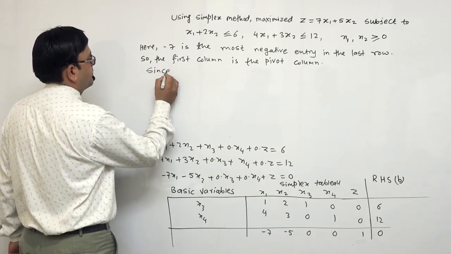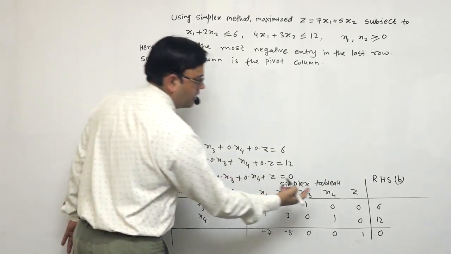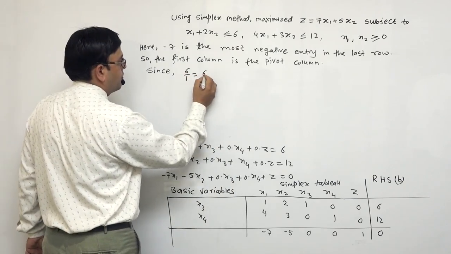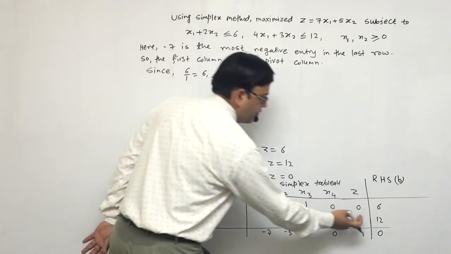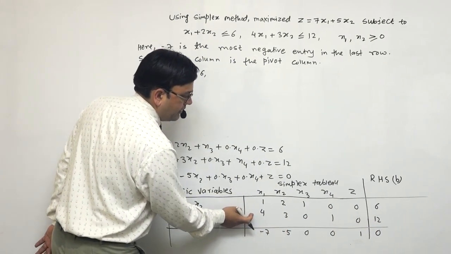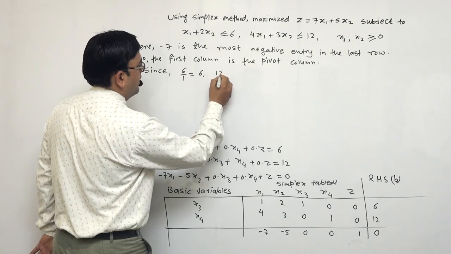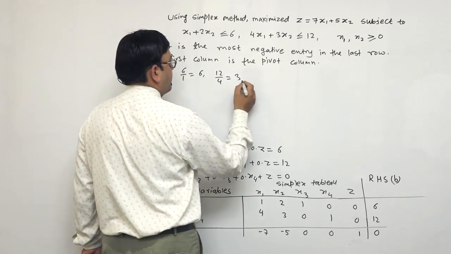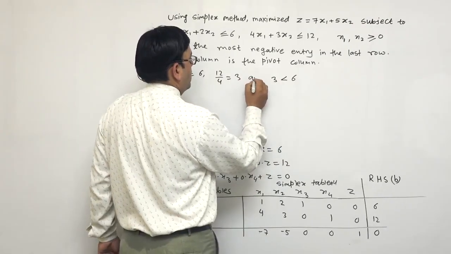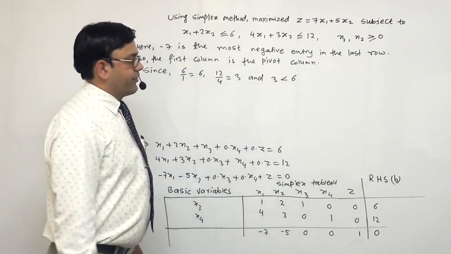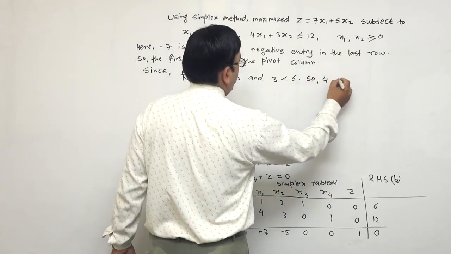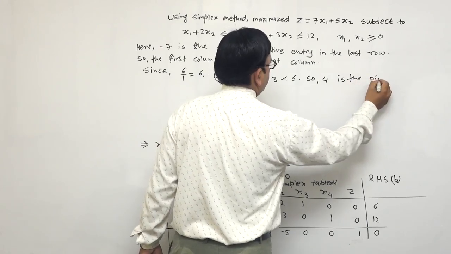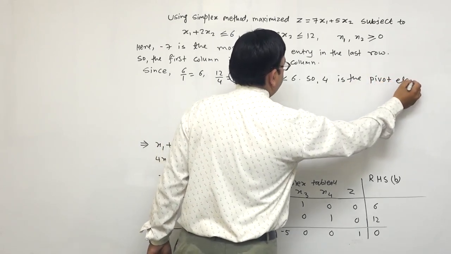Since here is 6/1, we have to do 6/1 is equals to 6. Next one is your 12/4. We have to find the ratio of these. 12/4 is equals to 3. And then 6 and 3, which one is smallest? We can write, 3 is less than 6. So 4 is the pivot element.